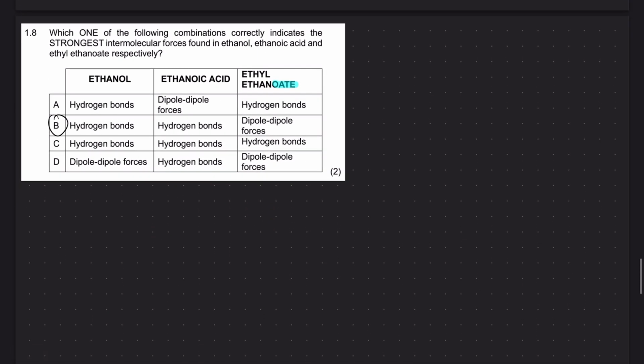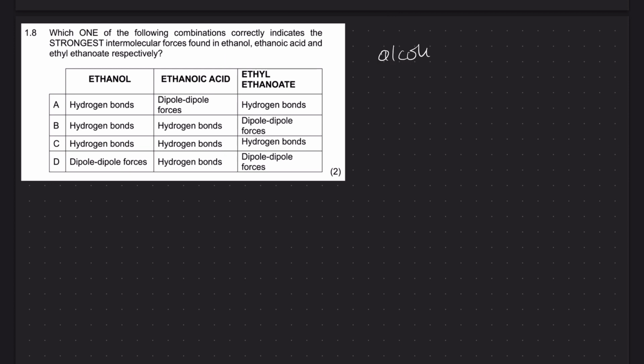Question 1.8. Which one of the following combinations correctly indicates the strongest intermolecular forces? Now, I've done questions like this before regarding intermolecular forces. I'm going to link them in the top right corner of this video. Here, you just got to remember, ethanol is an alcohol.